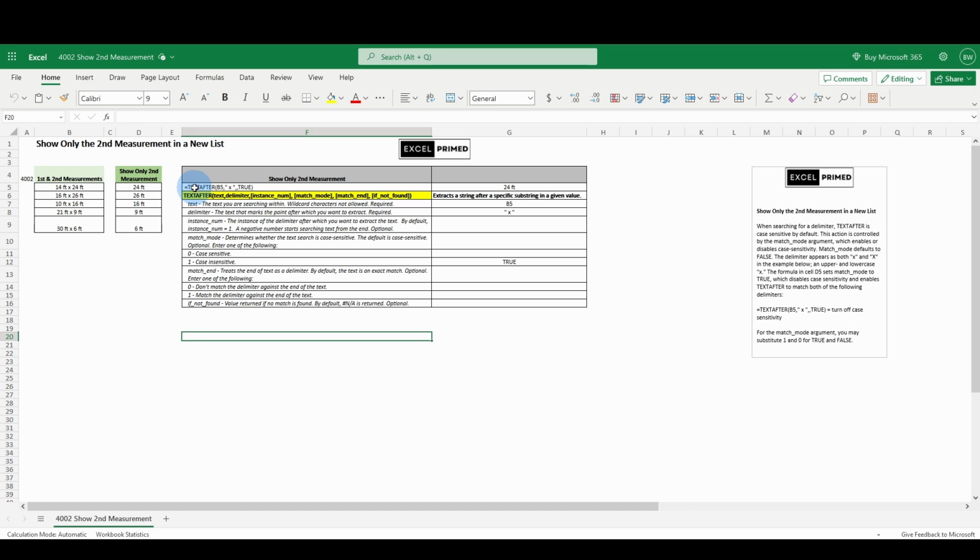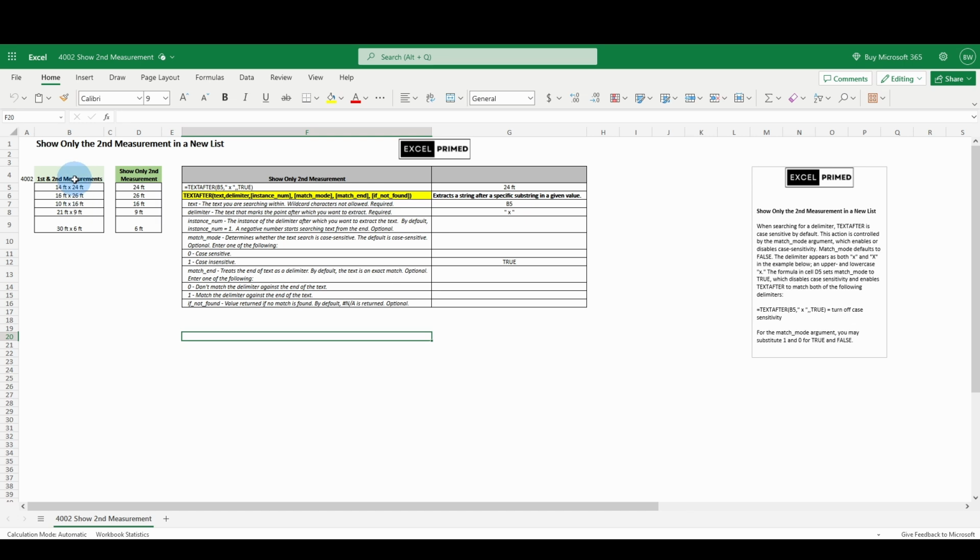What are our parameters? Well, we have our B5, which is our data, our text. X is our delimiter, and true. What does true represent? Case sensitivity. Note that we're showing only X's in this example.